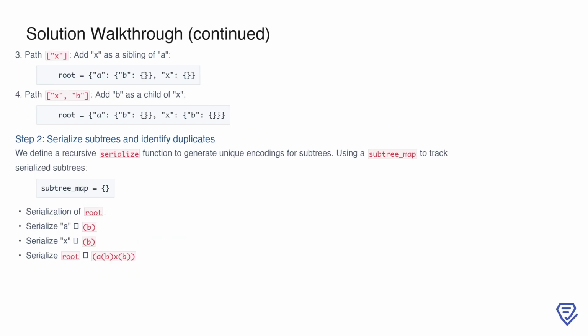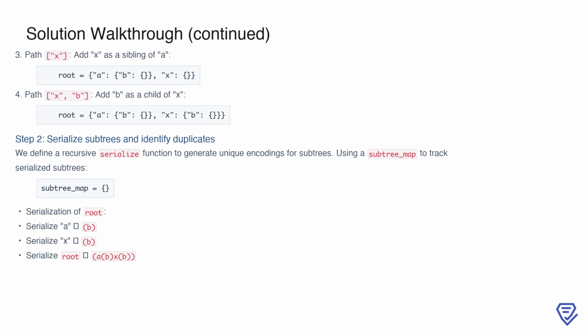Continuing with the input paths, we now process x, which adds x as a sibling of a, updating the folder tree to a, b, x. Then, we handle x, b, adding b as a child of x, leading to the final tree structure, a, b, x, b.